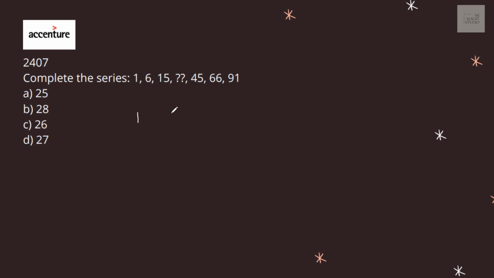Again a series to be completed. 1, 6, 15, gap, 45, 66, 91. Again I will try to identify the differences. 6 minus 1 is 5, then it is 9. Here 66 minus 45 is 21, and 91 minus 66 is 25. What we can see is that here the gap is 4, here the gap is also 4, so we can assume that these gaps would be in a constant format. Let's see how it is.